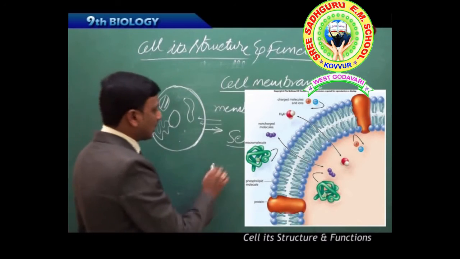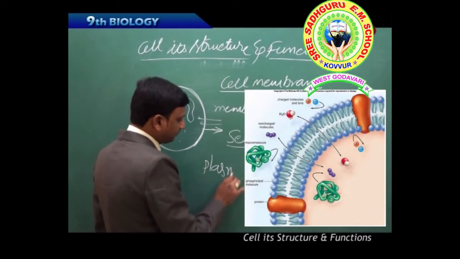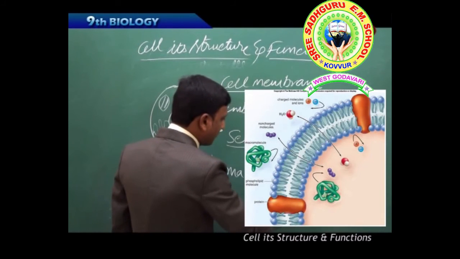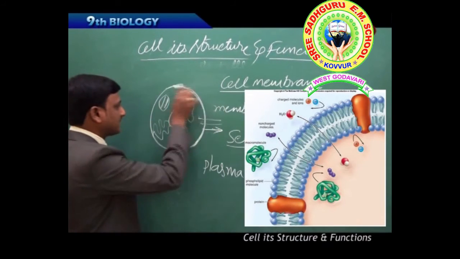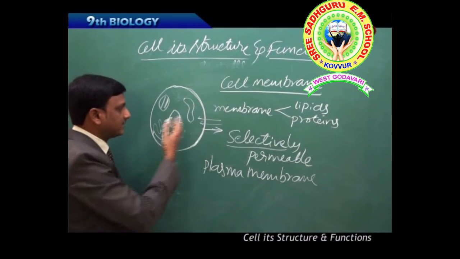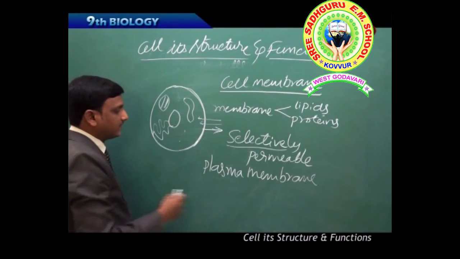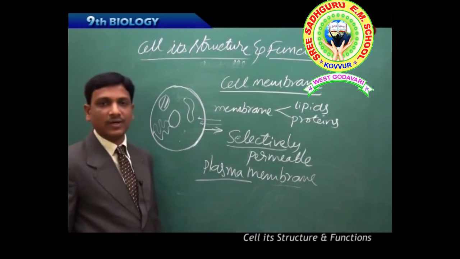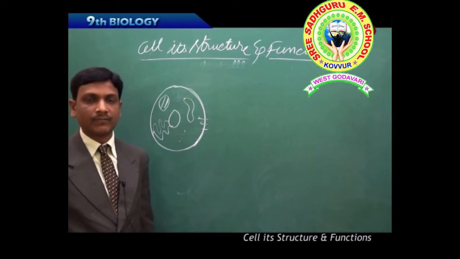The cell membrane is also called the plasma membrane. So why is it called the plasma membrane? Because it is surrounding the plasma. So whatever the inner fluid content that we call plasma, it is surrounded by the membrane. So the cell membrane is also called the plasma membrane.